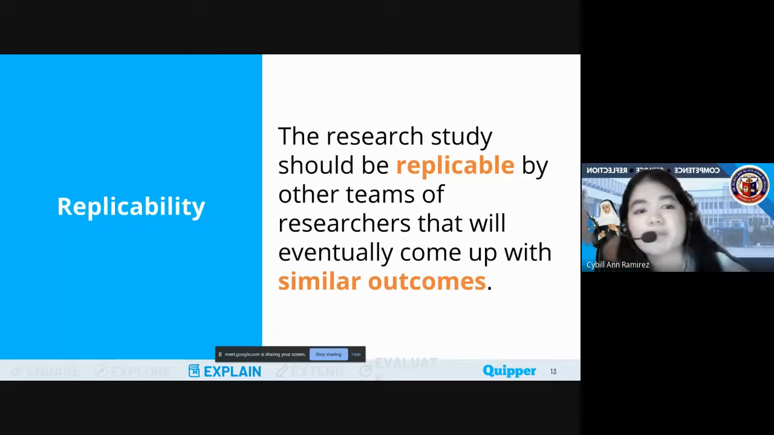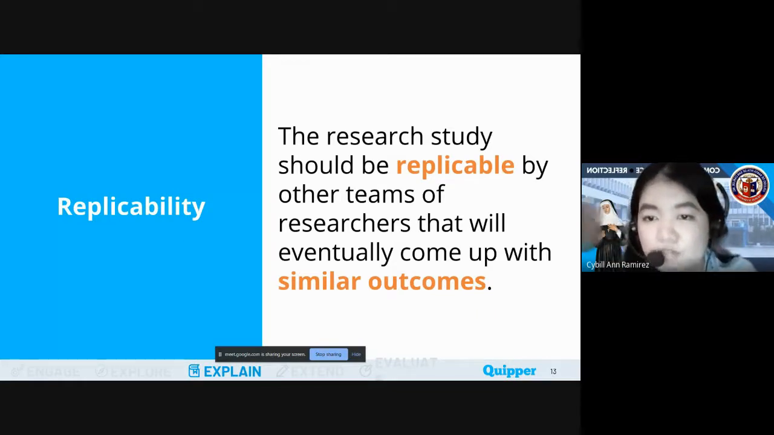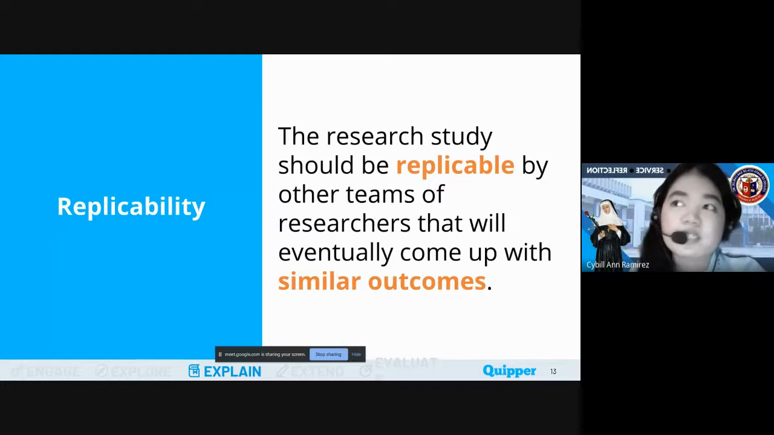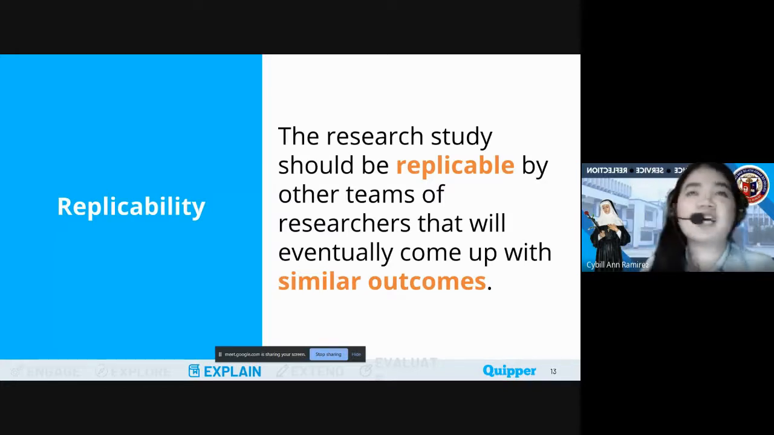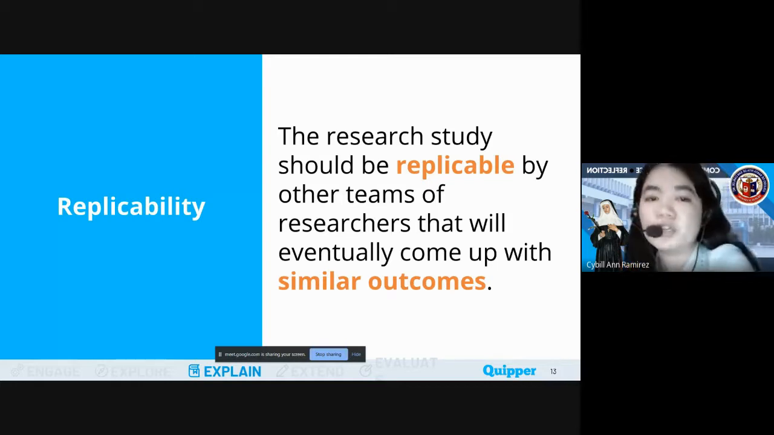Last one is replicability. So the research study should be replicable by other teams of researchers that will eventually come up with similar outcomes. Now, this was not really that appreciated no sa una, but the importance of this is in research, it has to be a continuous process. Kana ganing ang link sa knowledge is mag-continue ra japon siya.